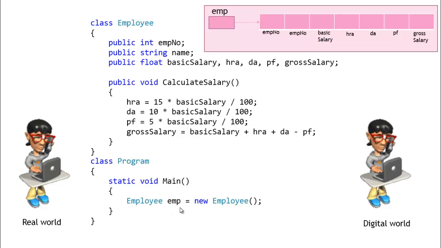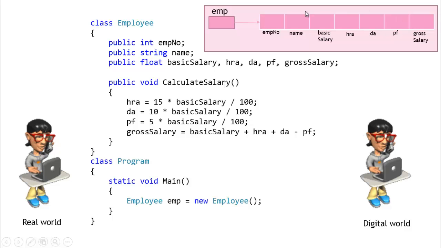As we know, in C# there are two categories of variables. One is value type, another is reference type. So variables that we create from a class are of reference type. That means they get created on the heap. So to create that variable on the heap, you need to use the new keyword. So new Employee will create a variable in the heap.